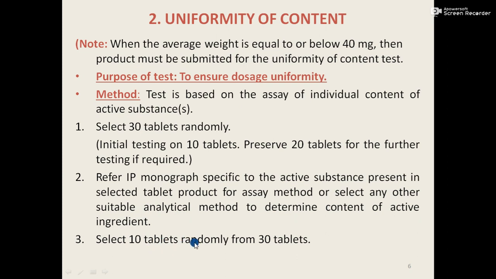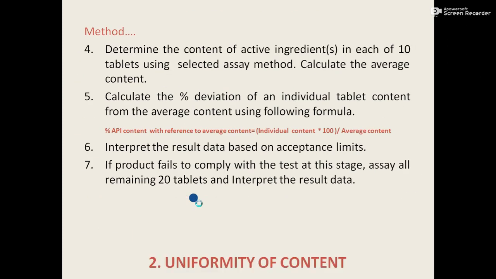Now select 10 tablets randomly from the 30 tablets which were selected previously. Determine the content of active ingredient in each of the 10 tablets using the selected assay method. Calculate the average content. Calculate the percentage deviation of an individual tablet content from the average content using the following formula. That is, percentage API content with reference to average content is equal to individual content multiplied by 100, divided by the average content. Interpret the result data based on the acceptance limits.